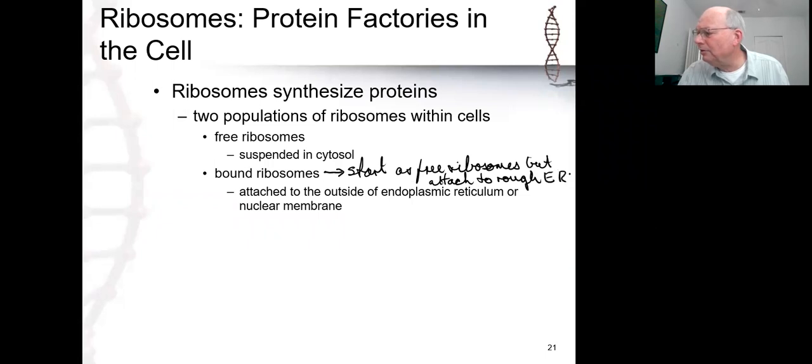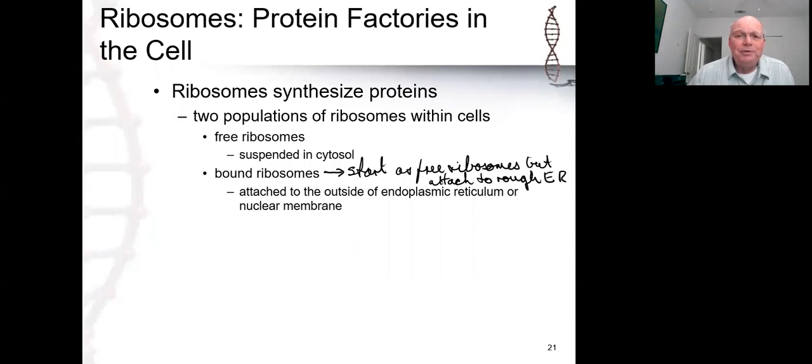They will attach to the rough ER, and what determines that they're going to attach to the rough ER is the proteins that they're going to be making, or the polypeptides that they're going to be making. So free ribosomes in the cytoplasm or cytosol are making polypeptides that specifically are not going to enter the endomembrane system that we're starting to talk about as we start to talk about these manufacturing organelles.